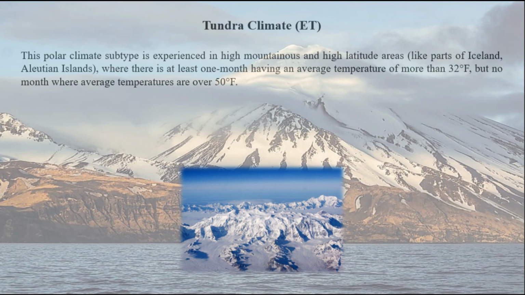Tundra climate, ET. This polar climate subtype is experienced in high mountainous and high latitude areas, like parts of Iceland and the Aleutian Islands, where there is at least one month having an average temperature of more than 32 degrees Fahrenheit, but no month where average temperatures are over 50 degrees Fahrenheit.